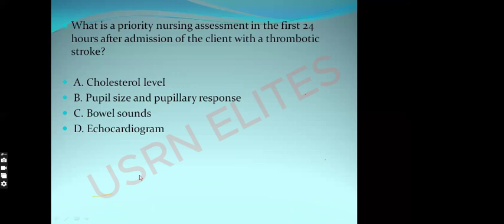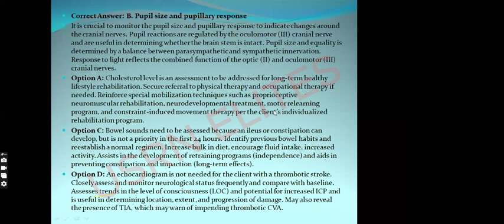I like the way you are thinking. Pupil size and pupillary response. I agree with you perfectly. Is there anyone here who wants to challenge the answer? I think we should go for it straight. Yes, that's the answer.